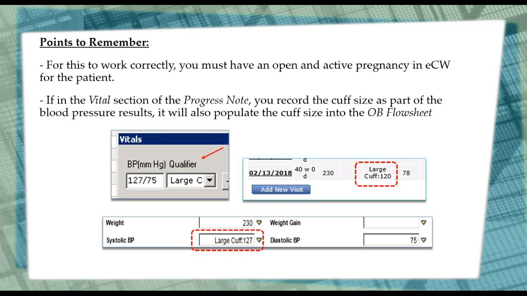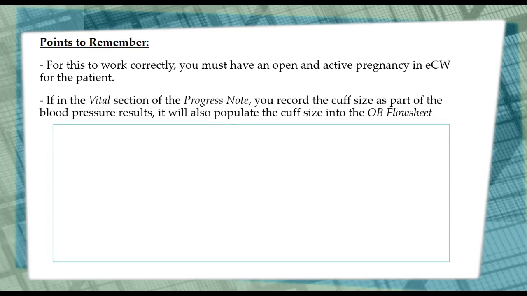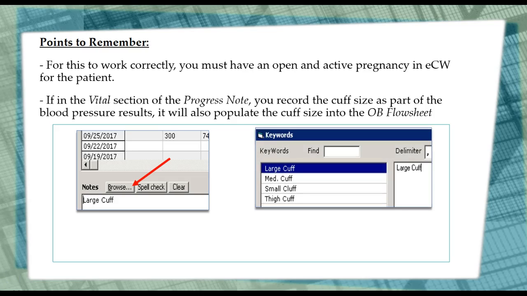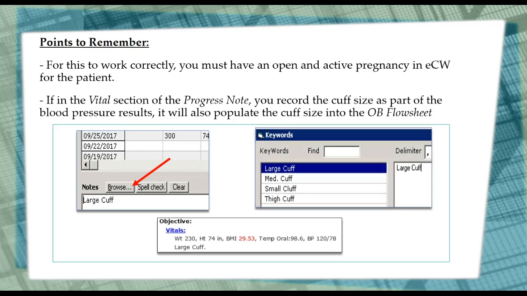Now, it's not bad. It doesn't really cause any trouble, but it sort of looks busy. So if you're in the habit of recording cuff size, you might want to consider doing this. When you're in the progress note, you can free text and just put in the note section of the vitals what cuff size you used. Or if you just click on the browse button, you'll get a drop-down menu and you can select the cuff size. And that way you've been able to correctly document the cuff size, but that cuff size does not go into the OB Flowsheet, so it doesn't make it look too busy or cluttered.